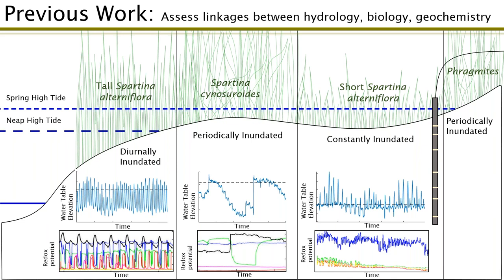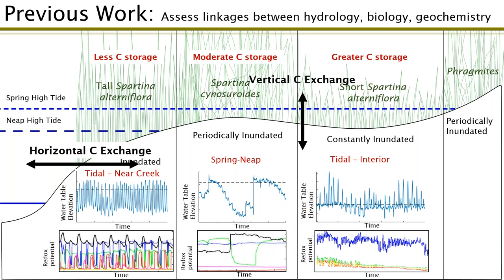And so this is the basis of our hydroredox zones, and each of these zones impacts what's happening with the carbon dynamics. If we think of this in terms of the carbon in this tidal near creek zone, this really dynamic zone, you have frequent flushing of the near creek pore water, and these large oscillations between oxidizing and reducing conditions, which leads to less carbon storage. If we look at this spring neap zone, we have oxidizing conditions at the surface, reducing at depth, and less tidal flushing. And so you get this moderate carbon storage zone. And if we look into this tidal interior, there's very little pore water exchange, and you have consistently anoxic conditions.